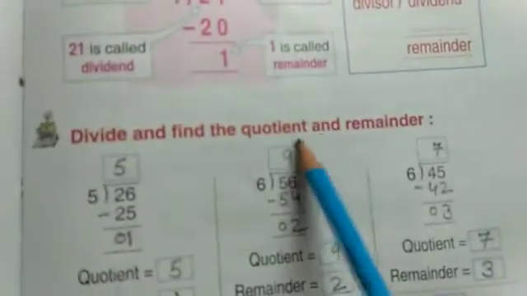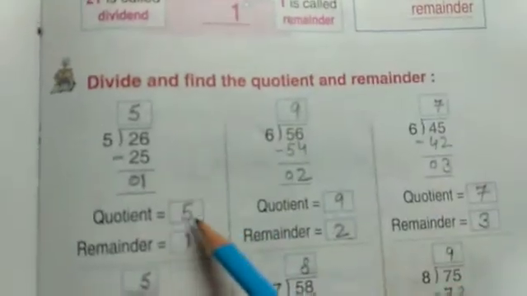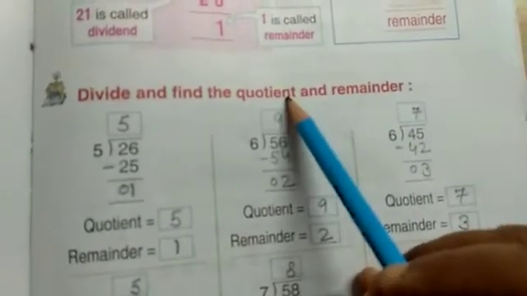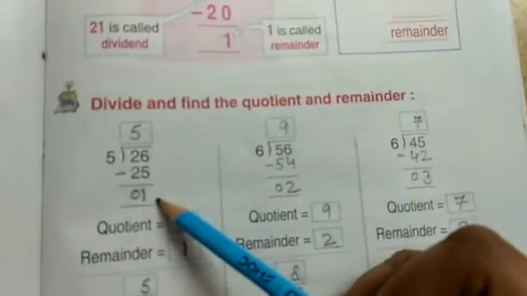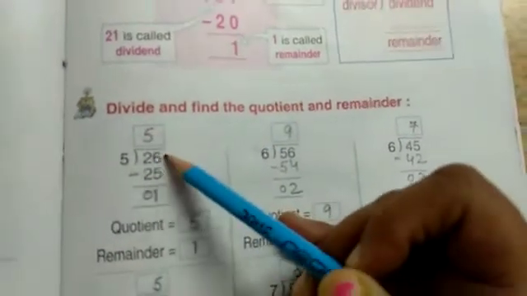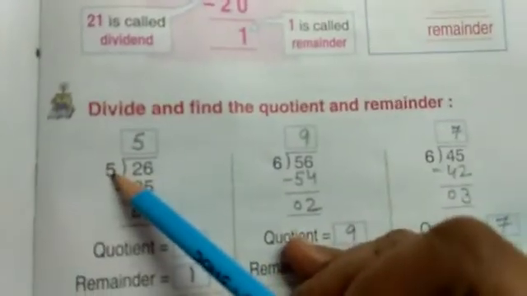Divide and find the quotient and remainder. Now in these sums, children, you have to find the quotient and the remainder. This is the quotient, and the answer you get below is the remainder. Okay. So 25 divided by 5.